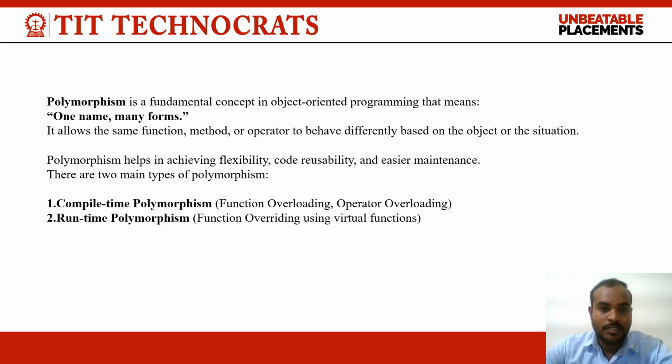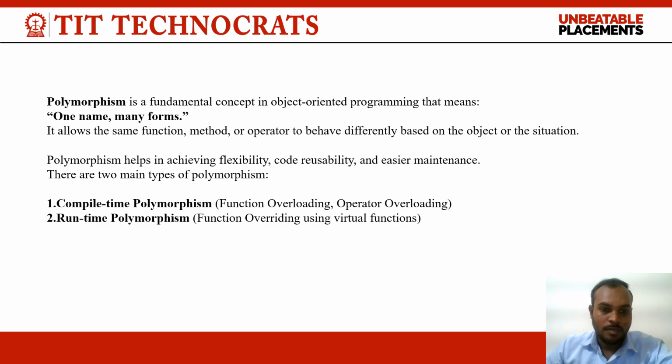Polymorphism is a fundamental concept in object-oriented programming that means one name and many forms. It allows the same function, method, or operator to behave differently based on the object or the situation. Polymorphism helps in achieving flexibility, code reusability, and easier maintenance.